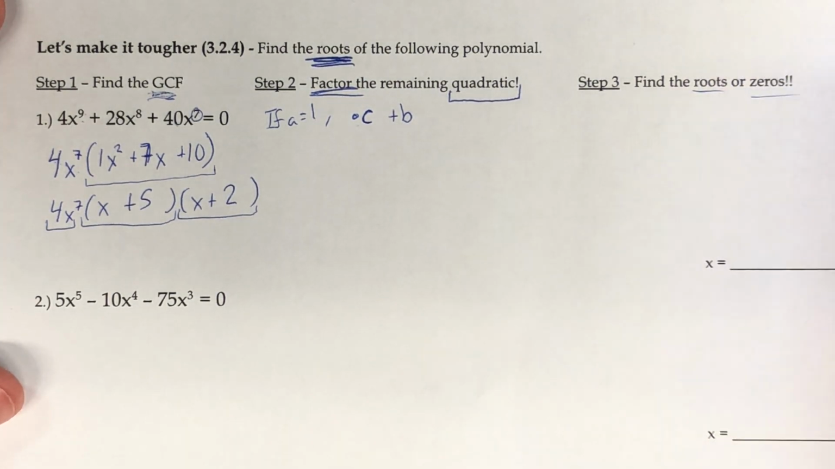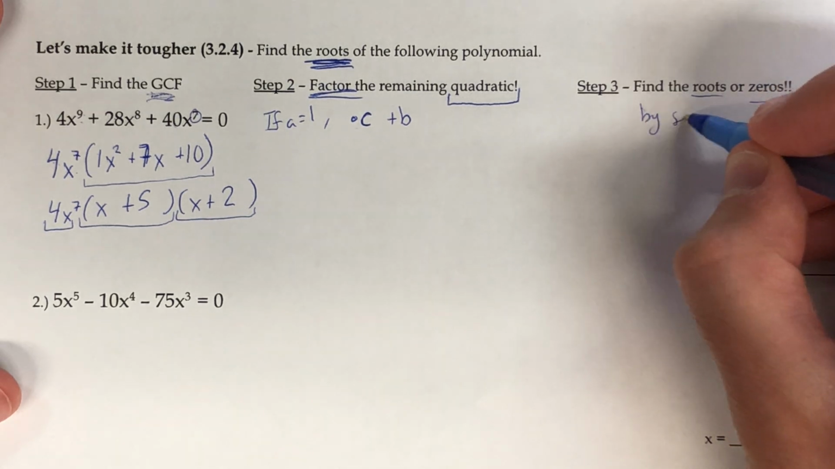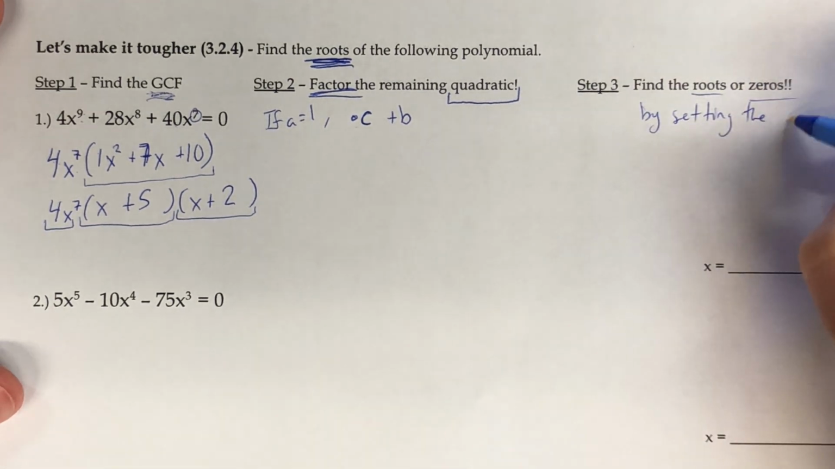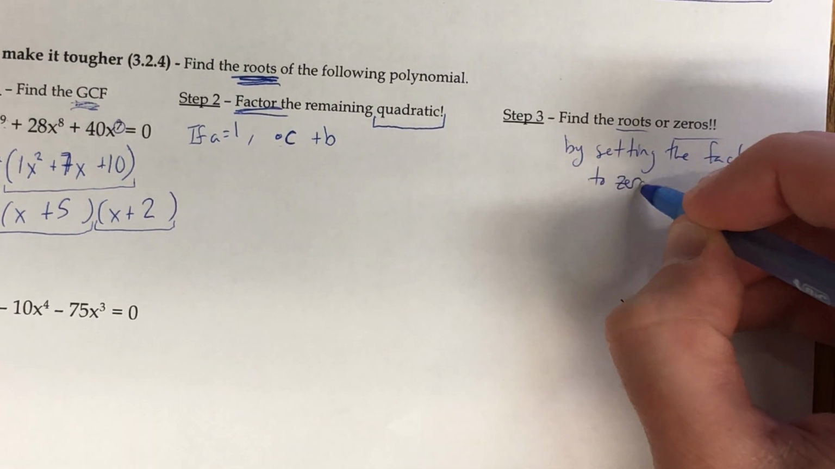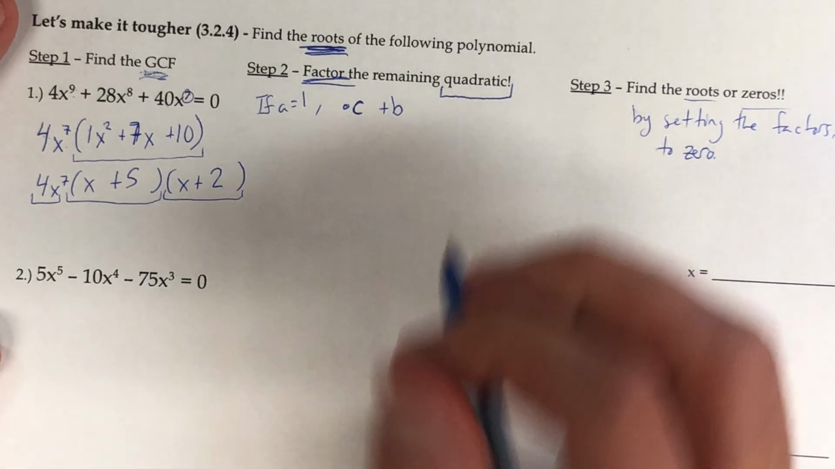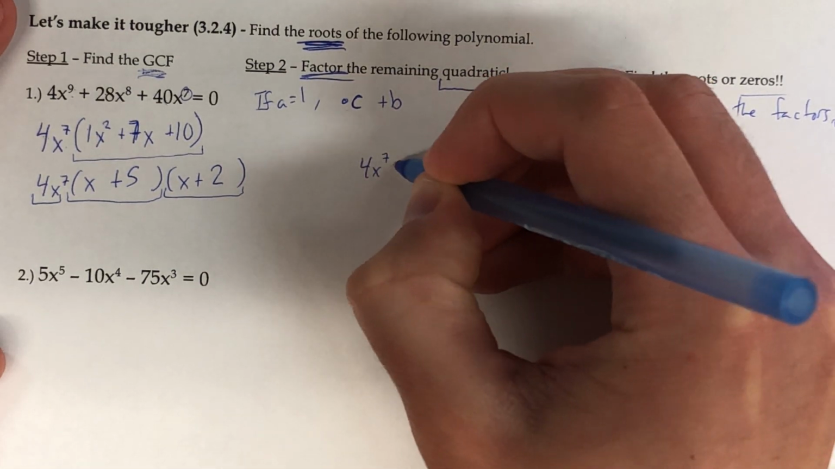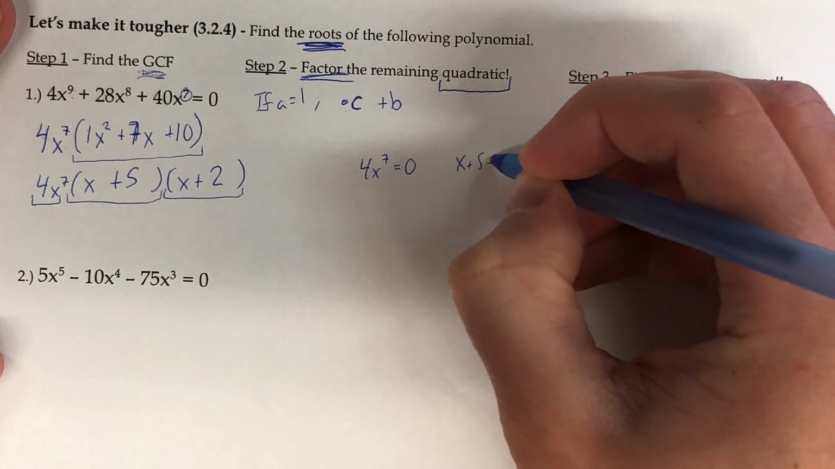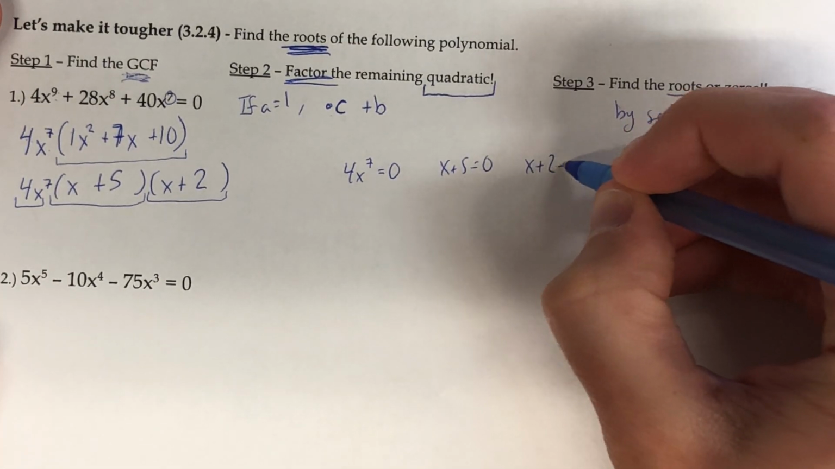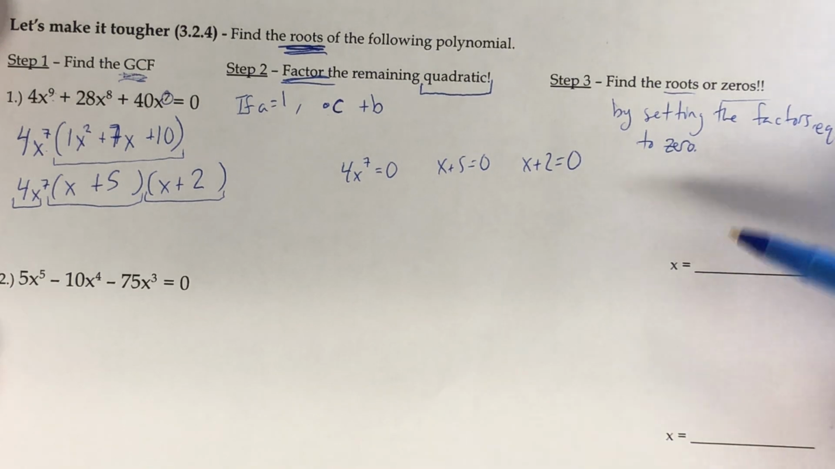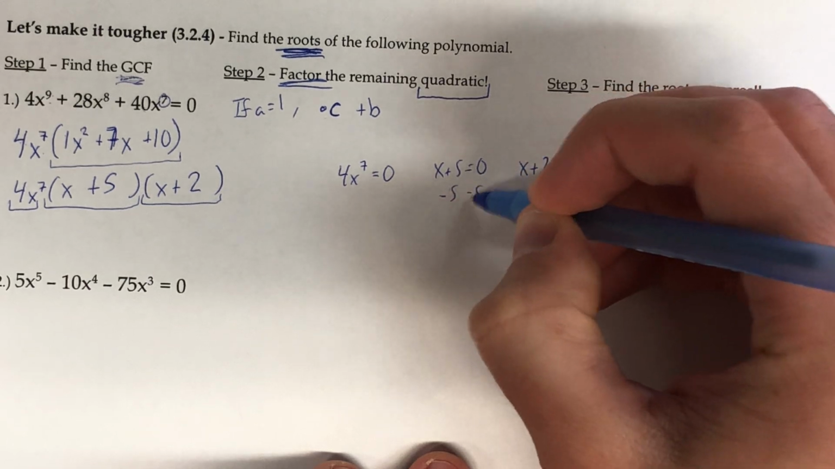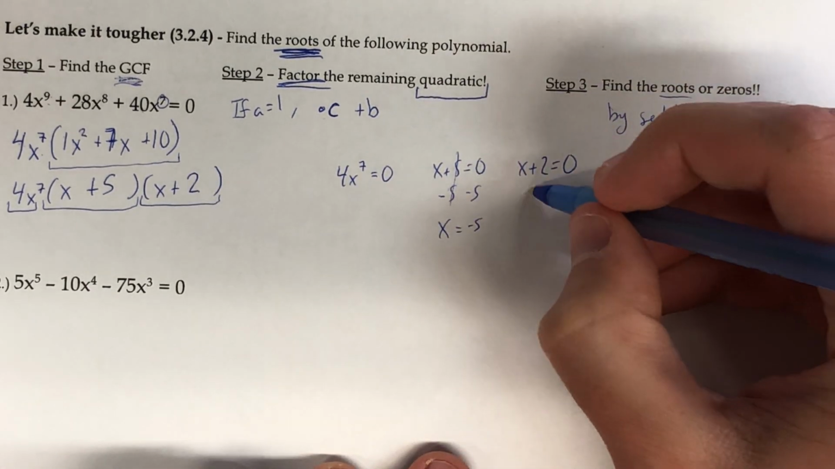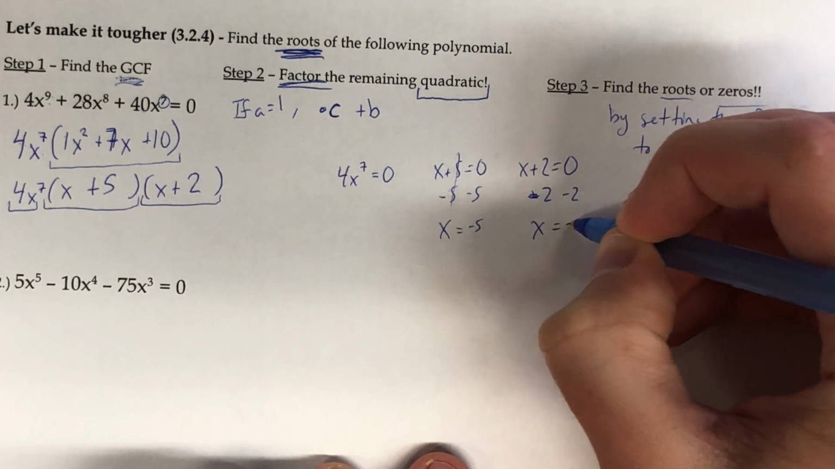Now we need to find the roots or the zeros by setting the factors equal to 0. If I take 4x to the 7th, set that equal to 0, x plus 5 equal to 0, and x plus 2 equal to 0, now I can solve for x to find my roots or zeros. The second and third are ones we've seen before. We can get x alone here, subtract 5 to get x equals -5. Subtract 2 here to get x equals -2.